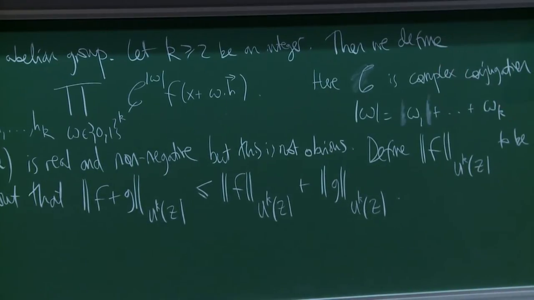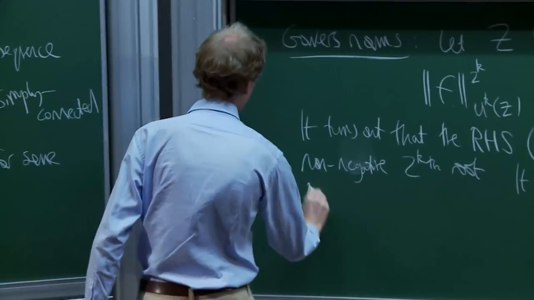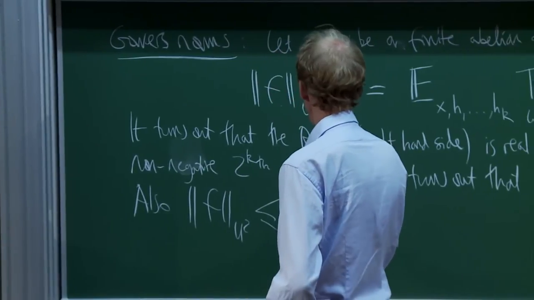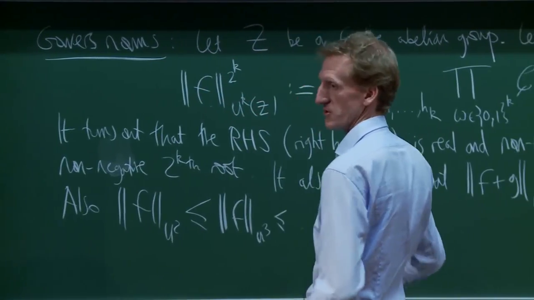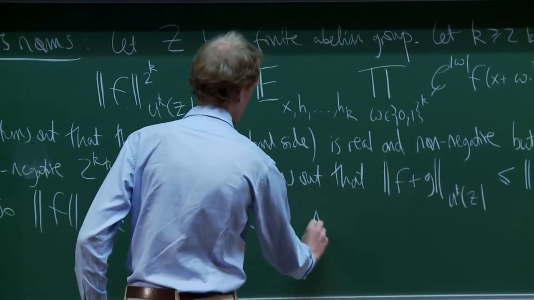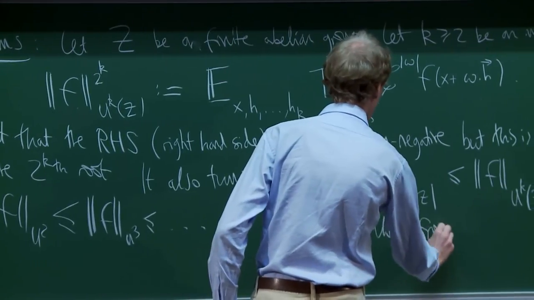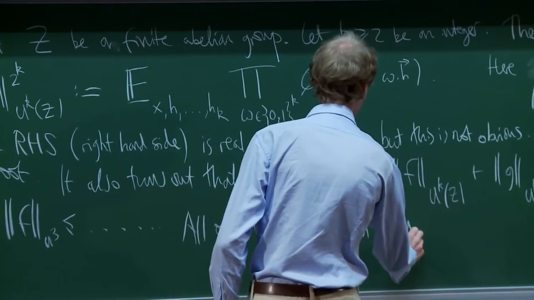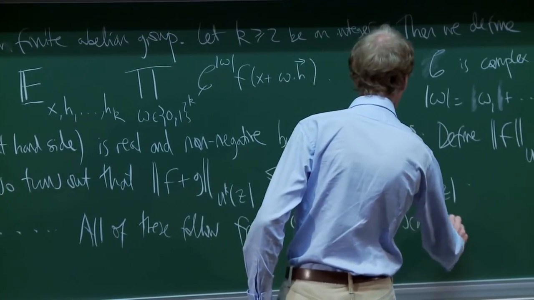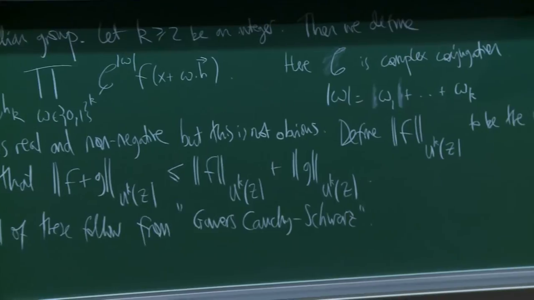And finally, let me observe there's a nesting property of these norms. So also, the U2 is less than or equal to the U3, etc. So all of these facts follow from something called the Gowers-Cauchy-Schwarz inequality, which, as I said, is just a sort of exotic version of the Cauchy-Schwarz inequality and proven using just the Cauchy-Schwarz inequality.